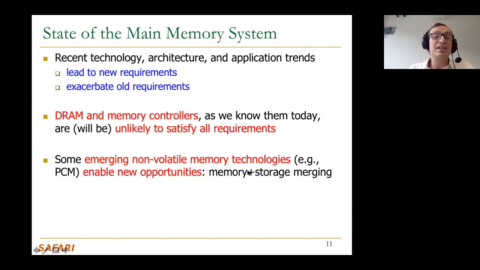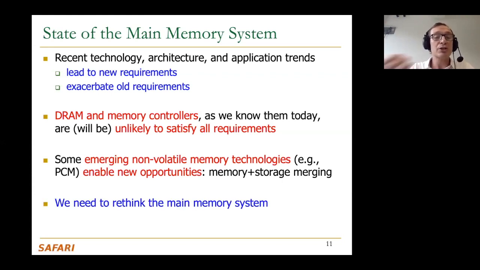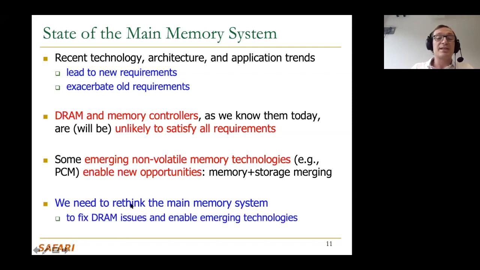You can actually use these memory technologies as both memory and storage at the same time. And that enables new opportunities, as we very briefly discussed when I introduced Intel Optane memory, which is an example of phase change memory. So given all of these trends, and given all of these interesting opportunities, it's a good time to rethink the main memory system, such that we can fix potentially the issues we're having with DRAM and enable some of these emerging technologies while satisfying all the requirements from applications, architecture, and technology.